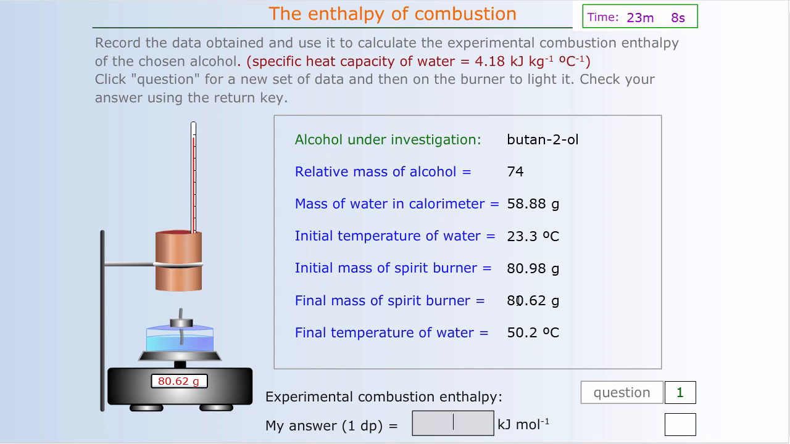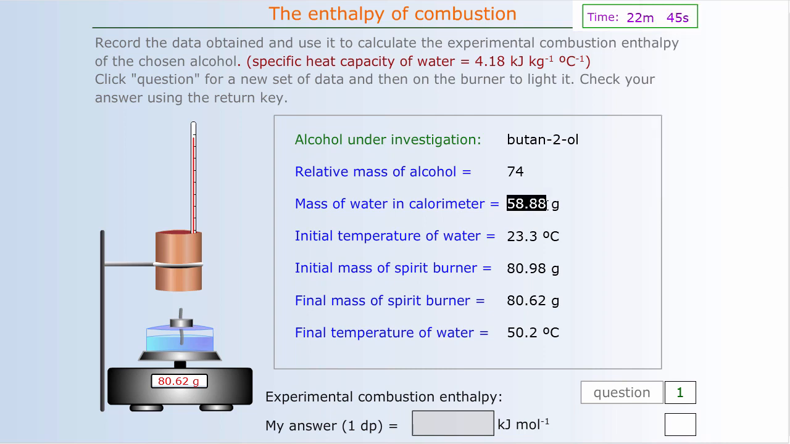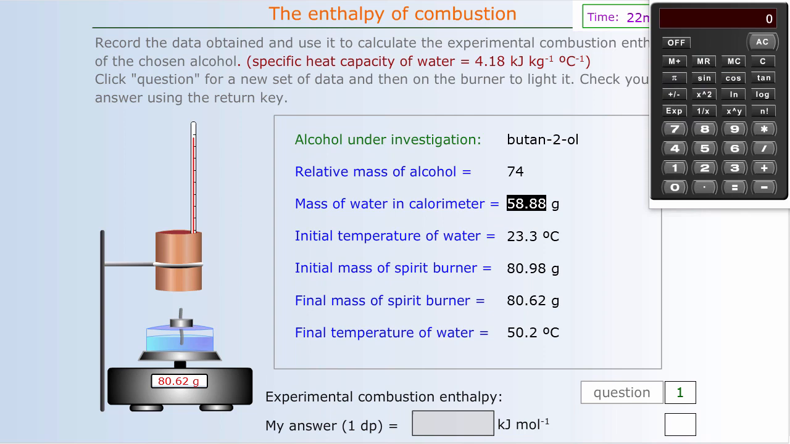So the first thing we need to do is work out the energy that's been absorbed by the calorimeter. Well, the energy is calculated by E equals mc delta T, where m is the mass of water. So if we call up our calculator at this point, here we want the mass of water in the calorimeter being heated in kilograms. Now this is in grams, 58.88. We want it in kilograms.